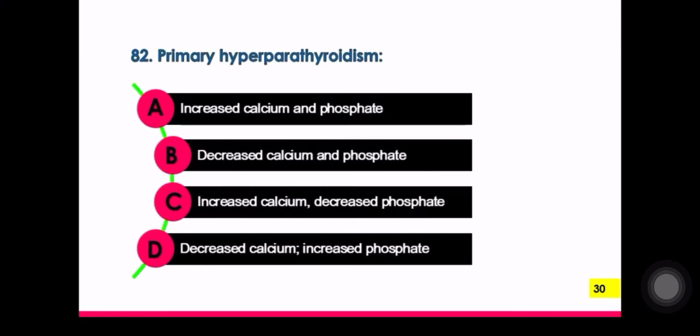Next, number 82, primary hyperparathyroidism. Primary hyperparathyroidism most often results from parathyroid adenoma or hyperplasia. What is our answer here? Is it letter A, increased calcium and phosphate? Letter B, decreased calcium and phosphate? Letter C, increased calcium, decreased phosphate? Letter D, decreased calcium, increased phosphate? Correct answer is letter C, increased calcium and decreased phosphate.